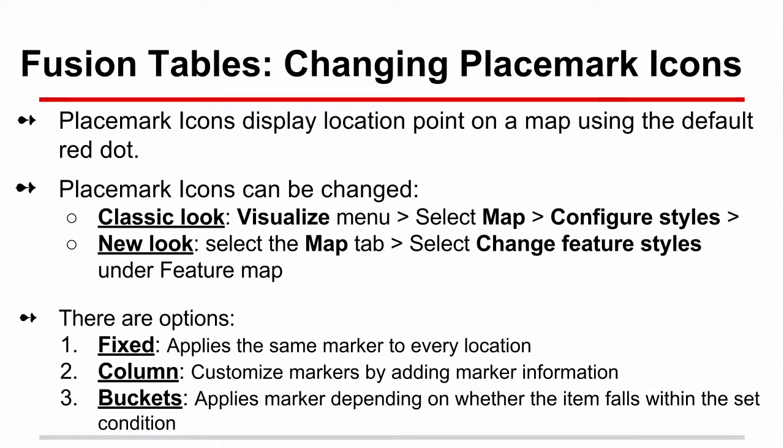Now, to change the Placemark Icons. Normally, Fusion Tables displays location points using a red dot, but we can change those icons using the Configure Styles option that has a fixed marker, column, and buckets tab. The fixed marker applies the same marker to every location. The columns marker allows you to customize a marker by adding an extra column that provides information regarding the type of marker to apply. And the buckets marker allows you to apply a marker depending on a numerical value that the item falls within. I'll show you how to use these three different styles.